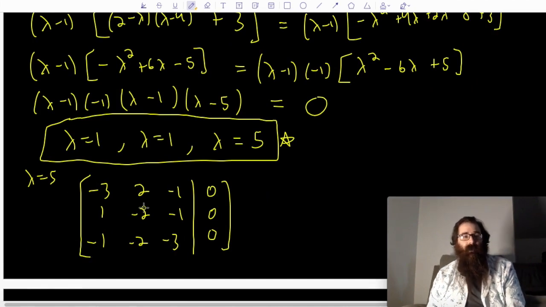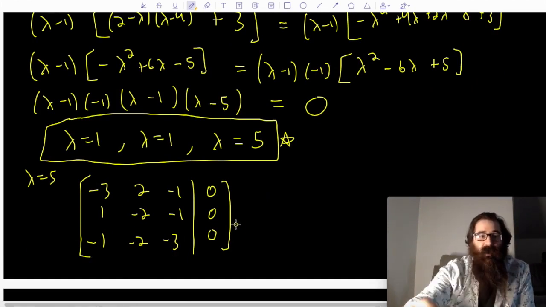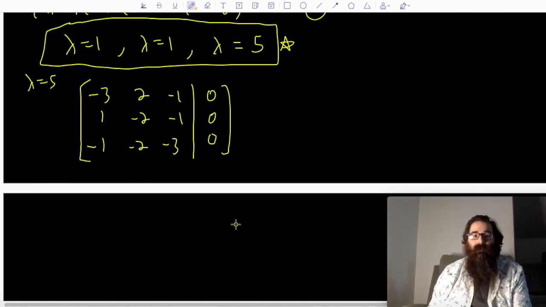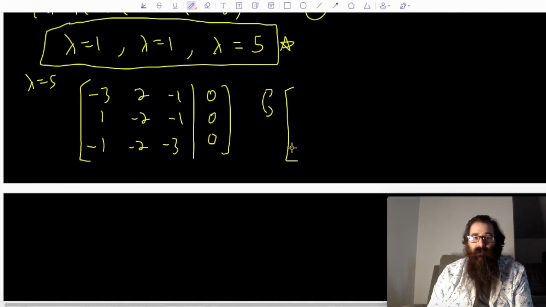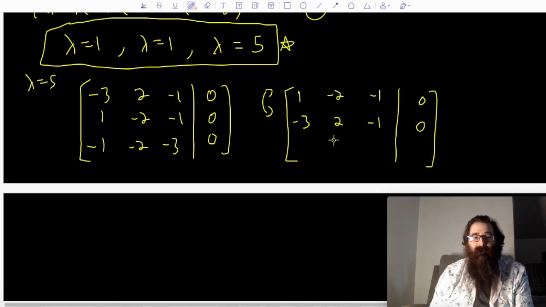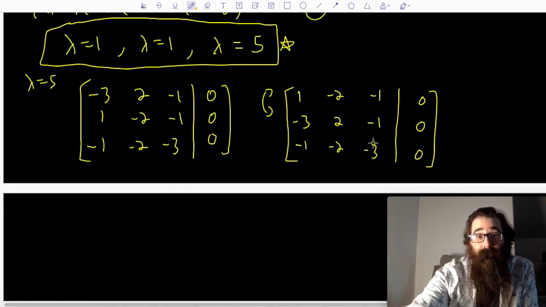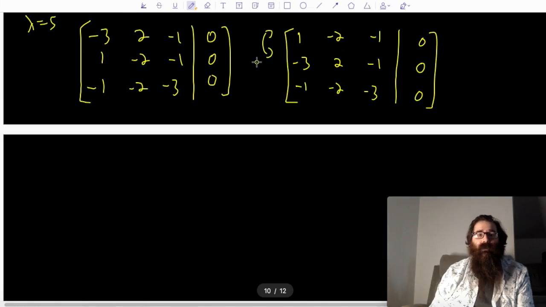So this is what it looks like when I plug in the eigenvalue of 5. Let me do a row interchange on rows 1 and 2, because I want this 1 in the upper left corner. So 1, -2, -1, augmented with 0. My second row is going to be -3, 2, -1, augmented with 0. And I'll leave that bottom row as it is, -1, -2, -3, augmented with 0. Looks good. Now let me use that 1 in the upper left corner to do some row reduction.